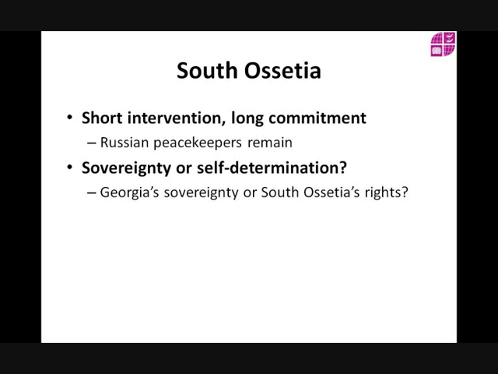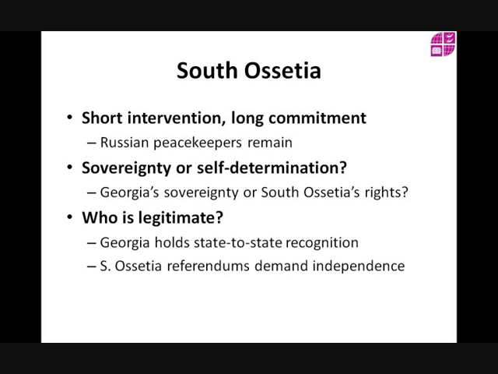So Georgia holds state-to-state recognition. No country in Eastern Europe is going to recognise South Ossetia. If they do that, that invites Russia to invade them. If Ukraine said, yes, Russia can go into South Ossetia, then that would be saying, well, why not into Ukraine? And that's largely the basis on which countries refuse to recognise this kind of thing.